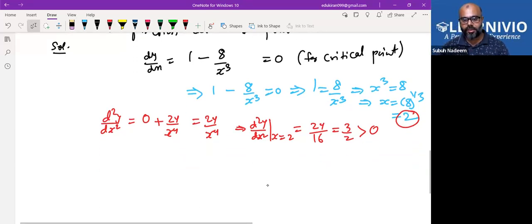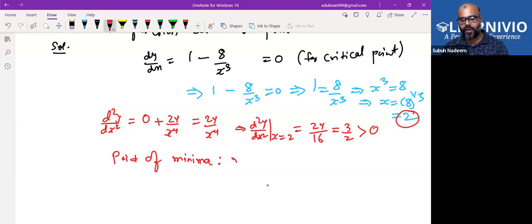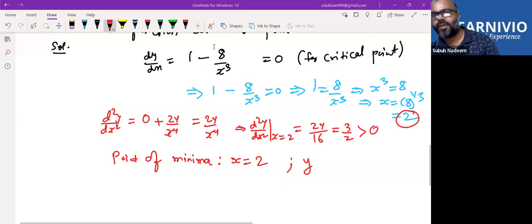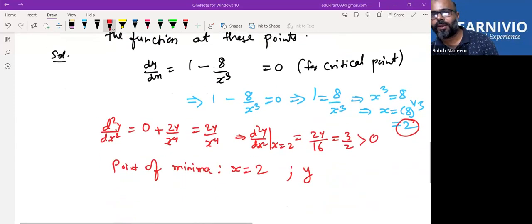So we say that this is a point of minima because the double derivative is positive. And also you have to find that after getting x is equal to 2 as the point of minima, what is the value of y at this point? So y, what it was? x plus 4 by x square.